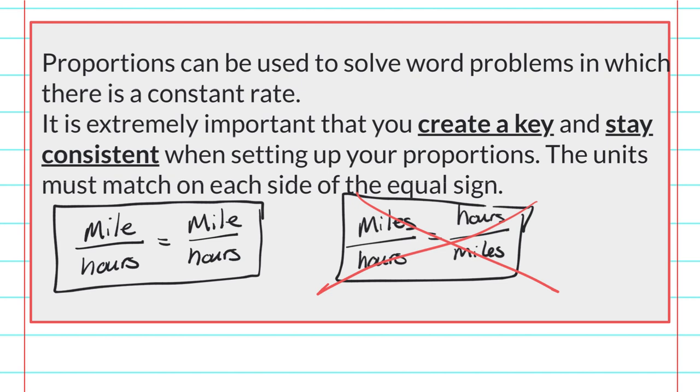So we need to make sure that we have it set up so it is consistent. That is why I always suggest that you make a key. So if you're working on a problem, right off to the side write that you're going to do miles to hours. And then when you set up the proportion, set it up like so.